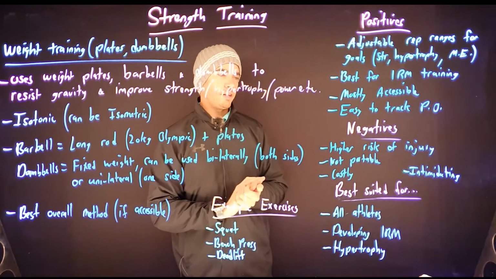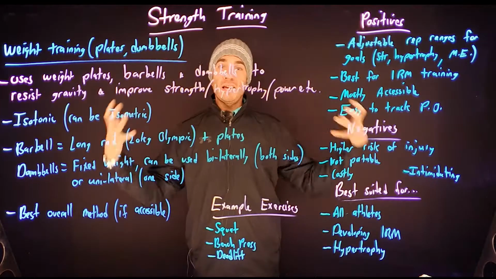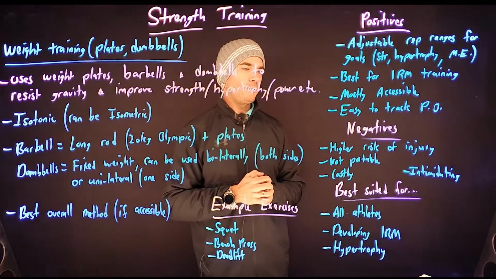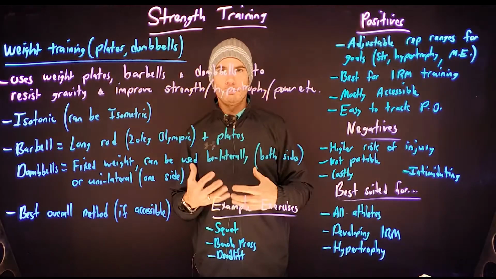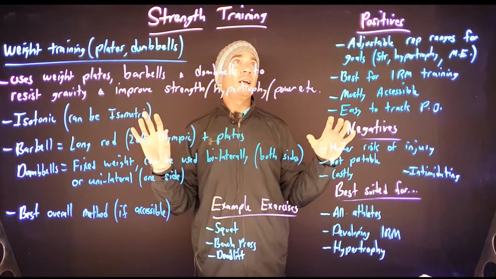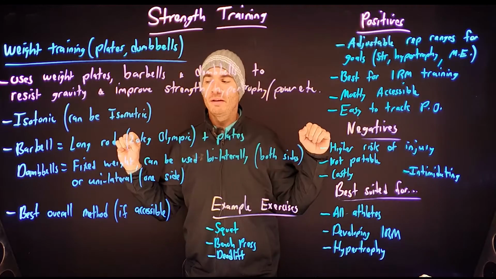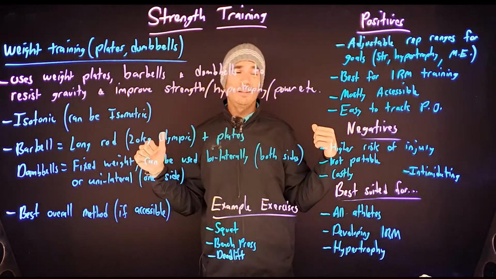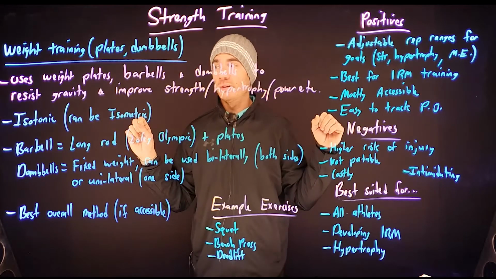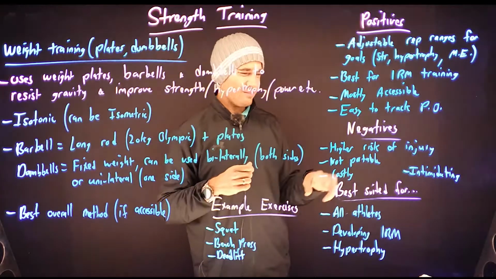Negatives of weight training. There is a higher risk of injury because the loads can get a lot heavier. Naturally, that's going to carry a higher risk of injury. Generally, more weight equals more bad stuff can happen. For example, if I had a barbell on my back and I was doing a squat and I couldn't get up and I had to fall forward, and that barbell only had 20 kilos on it, that would be much better than if I had to do exactly the same thing and the barbell had 100 kilos on it. That's bad.